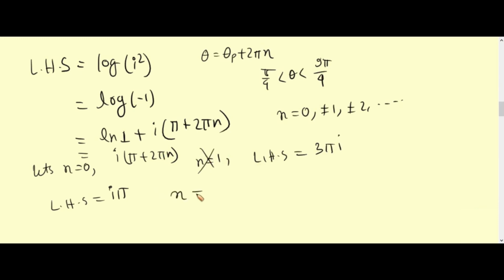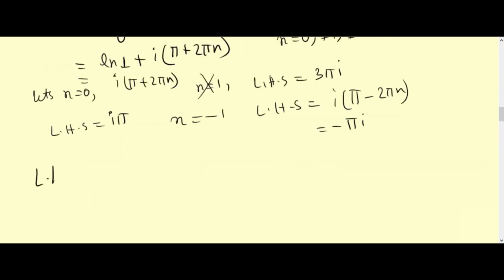And if n equals -1, we are getting the left hand side as iπ - 2πn. This is just -πi. This is also violating this bound. So the only valid value for n for the left hand side that satisfies this bound is n equals 0. So we can safely say the left hand side will be just iπ.